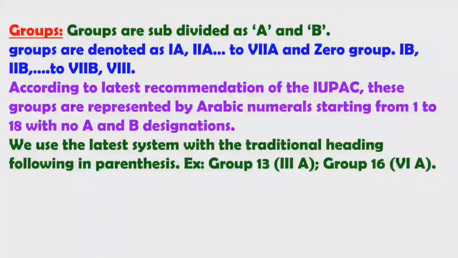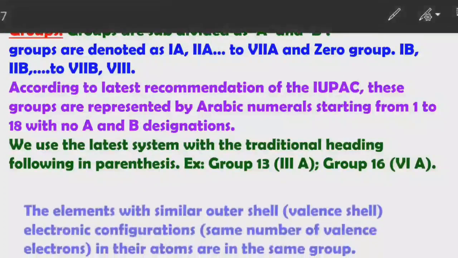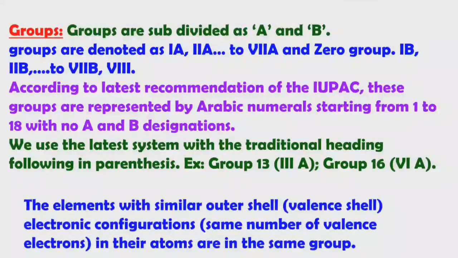Use the latest system with the traditional heading following in parentheses. In brackets we will write the traditional heading. For example, group 13, in brackets we can write 3A. Group 16, in brackets we can write 6A. Elements with similar outer shell or valency shell electronic configuration are in the same group.